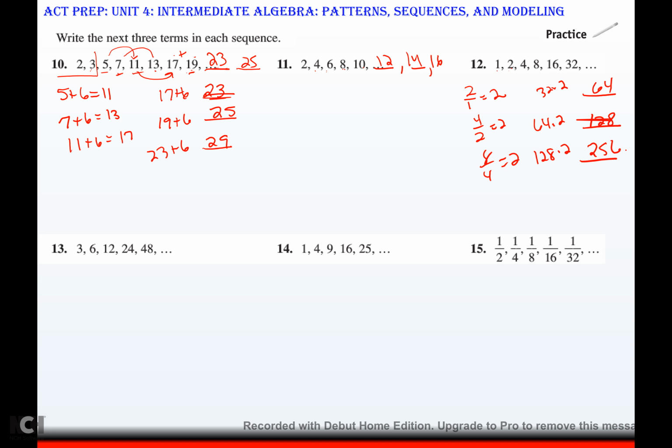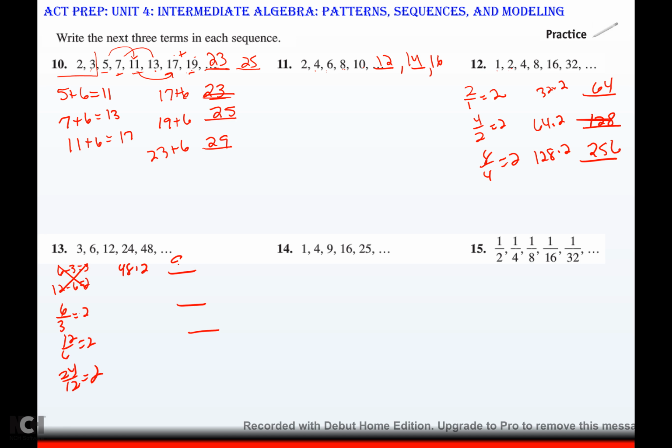All right, 3, 6, 12, 24, 48. If I try subtracting, 6 minus 3 is 3. 12 minus 6 is 6. Doesn't match, it's not arithmetic. Try division. 6 divided by 3 is 2. 12 divided by 6 is 2. 24 divided by 12 is 2. The common ratio is 2. So to get my next 3, I'd multiply by 2.